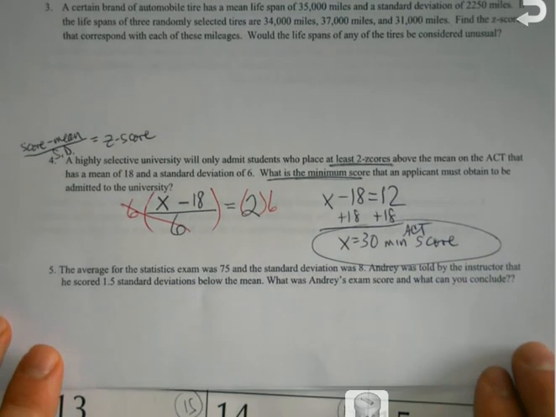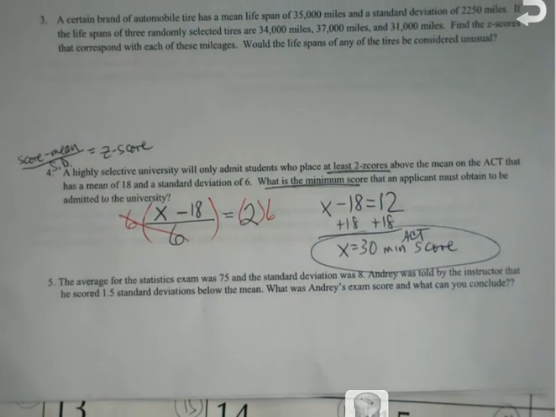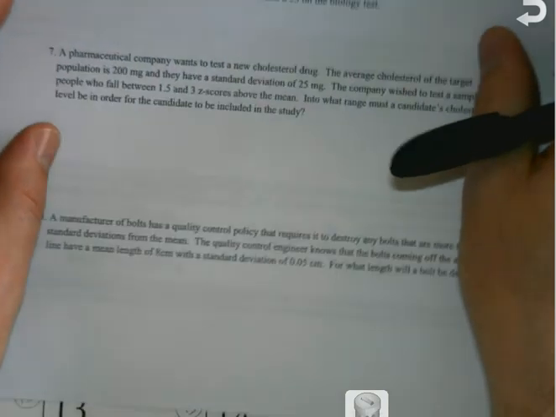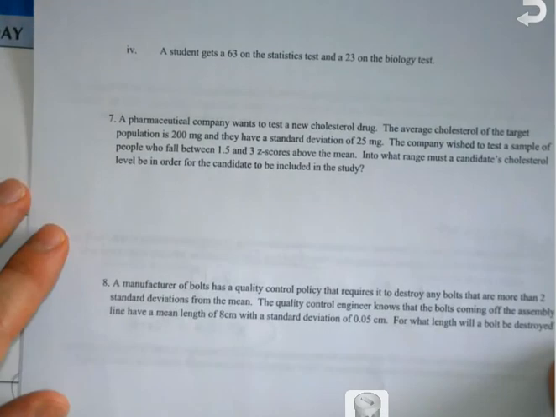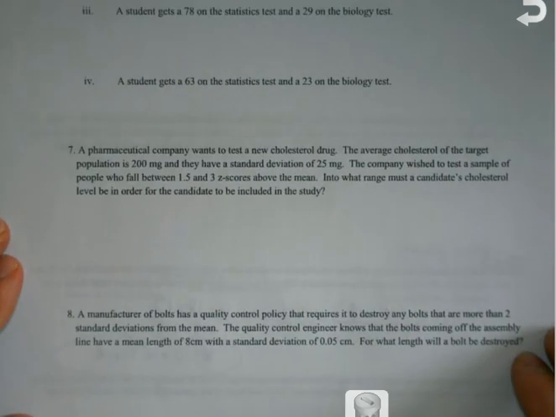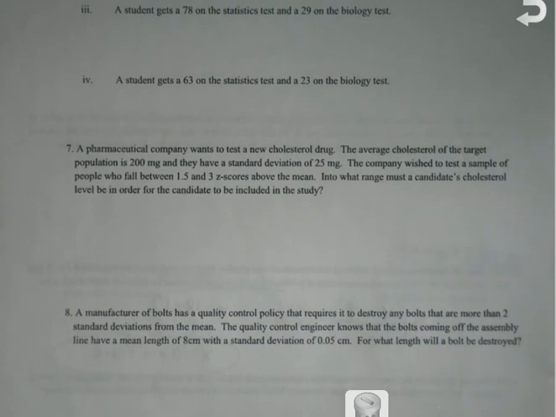Last thing I'll do to help out, then I'll try to get out of the way. Number 5, I'm going to help with setup. Okay, the average for the statistics exam was 75. The standard deviation was 8. Andrew was told by the instructor that he scored 1.5 standard deviations, but that's not the one I want. Flip over. Sorry about that. It's number 7. Knew it was the pharmaceutical one.